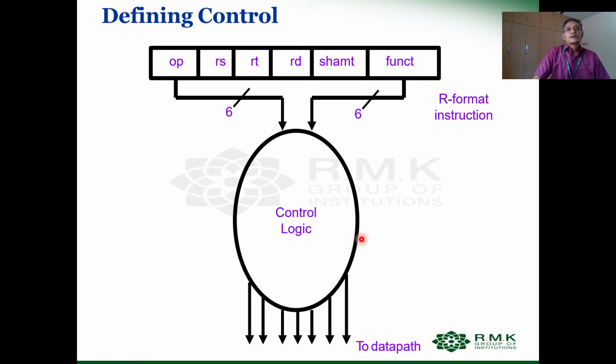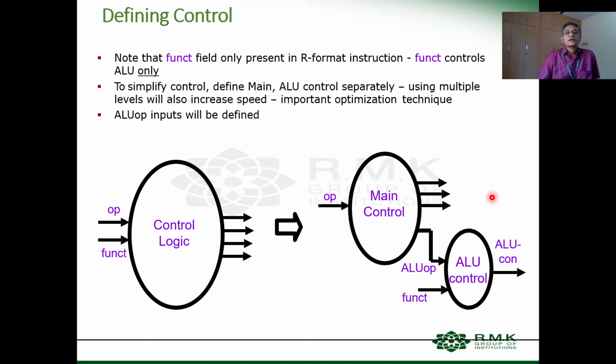Right, now what are the controls? A control logic is to be implemented. What will be the input to the control logic? For example, if you consider the R-format instruction, if all 6 bits of the opcode field are 0, the control logic will determine that it is an R-format instruction. Then come RS, RT, RD, and then SHAMT, the shift amount, and then the function field. So this function field and the opcode field will be the inputs to the control logic. The function field is only present in the R-format instruction.